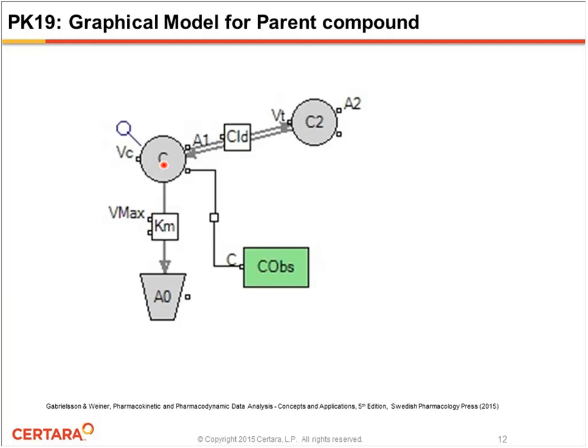From the central compartment, the metabolism is modeled using Michaelis Menten elimination with Km and Vmax parameters. And we also have distribution of the parent compound from the central compartment to a peripheral tissue compartment. The concentration in the peripheral compartment is represented by C2, and this compartment has a volume of distribution Vt, and the rate constant for flow between these compartments is this clearance parameter.